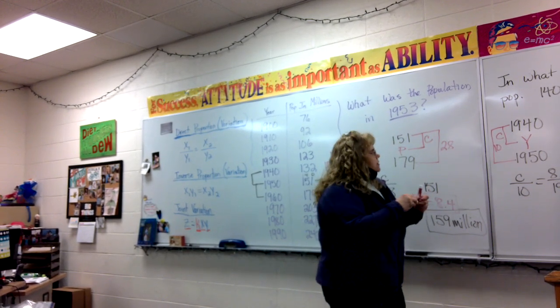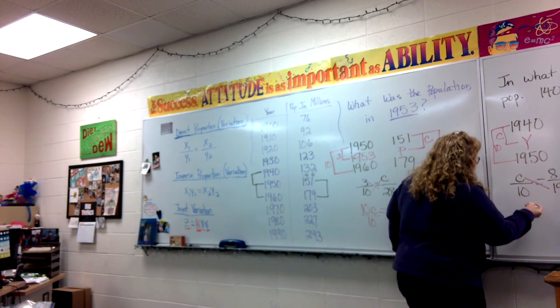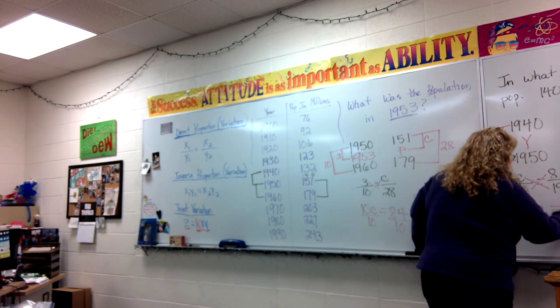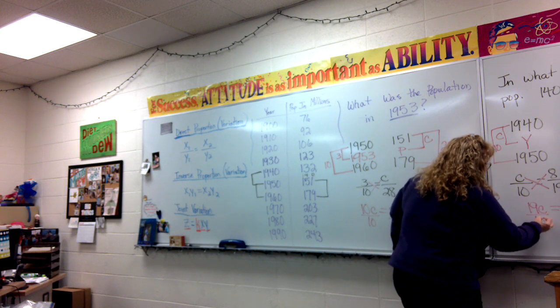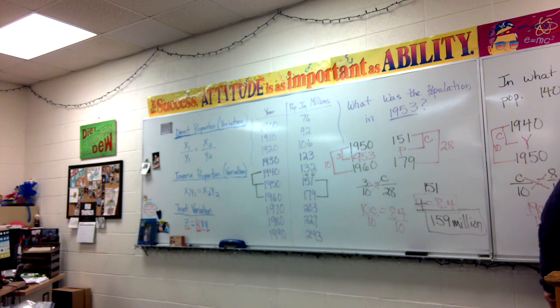Cross multiply. C times 19 equals 10 times 8. Divide by 19. What is C? It's 4 point something. I don't really care about the point something. What'd you say, Bob? 4.2, we'll go. 4.2-ish? Well, the question is, in what year was the population 140?